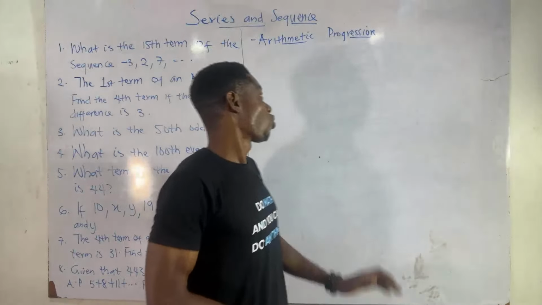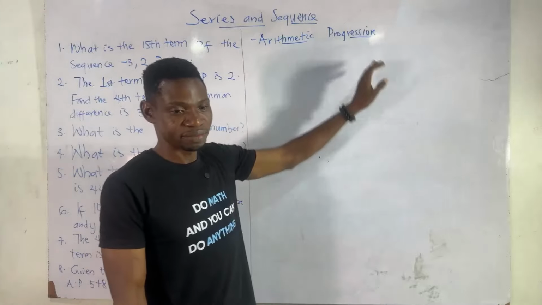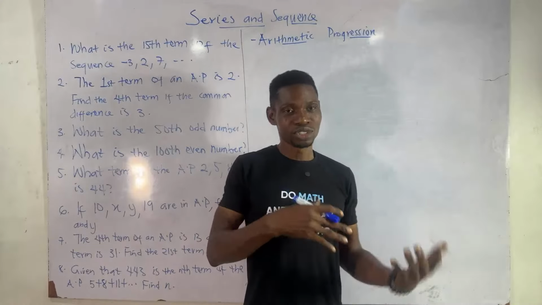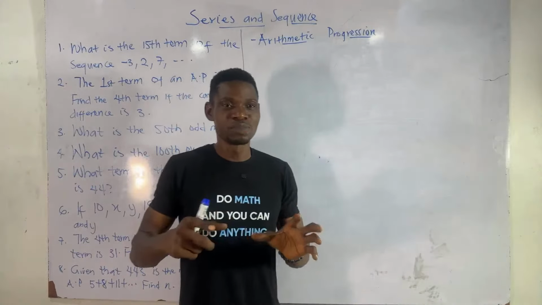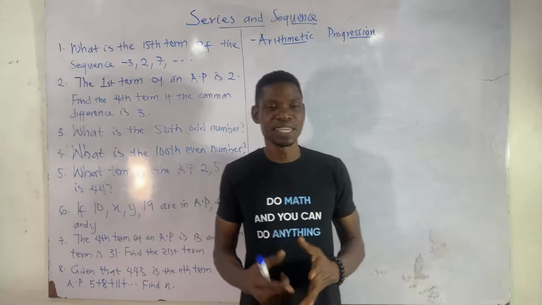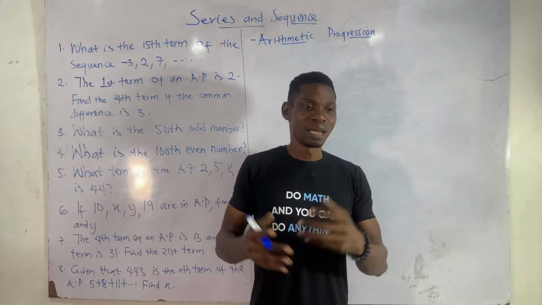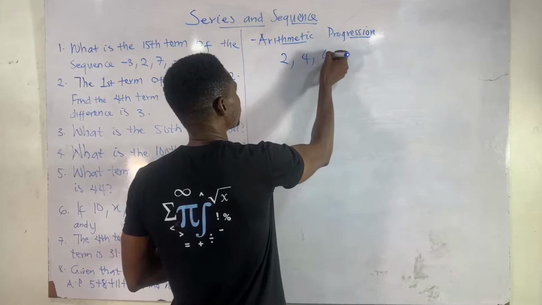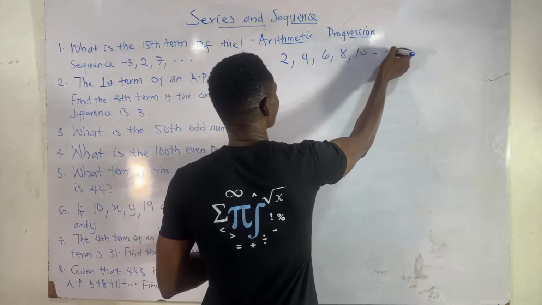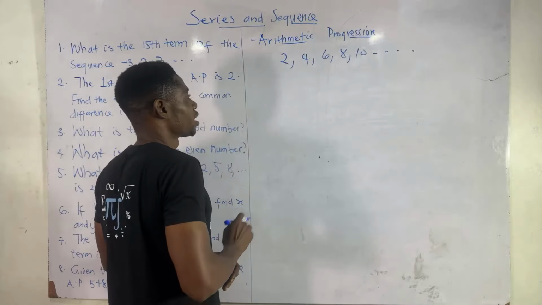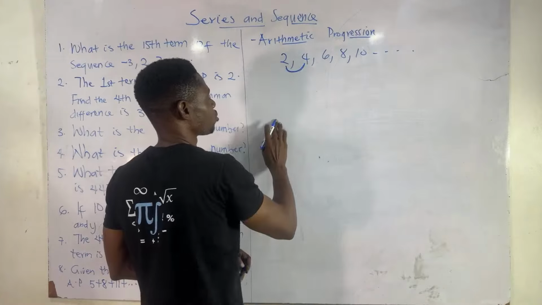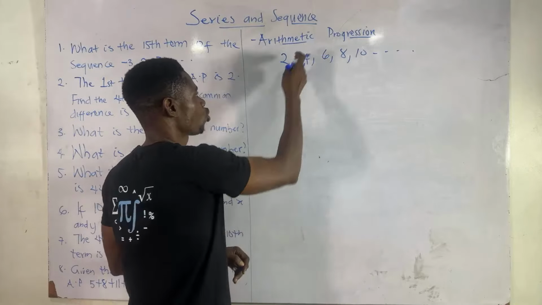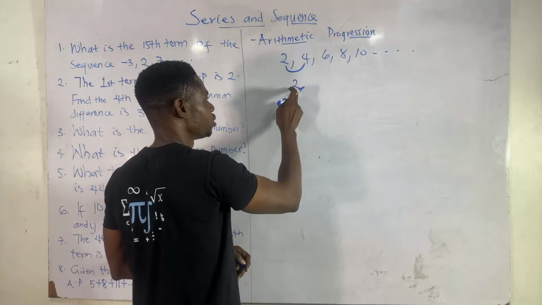So the question is, what is an arithmetic progression? Now, an arithmetic progression is a kind of progression where the difference between each consecutive terms is constant. Let me explain what I'm trying to say. Let's say we have 2, 4, 6, 8, 10, and so on. Now, what's the difference between 2 and 4, or 4 minus 2? The answer is 2, right? So 2 and 4 are consecutive terms, and the difference is 2.